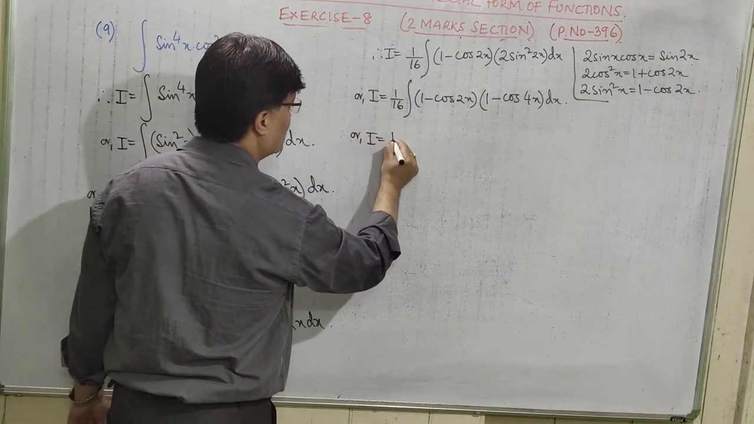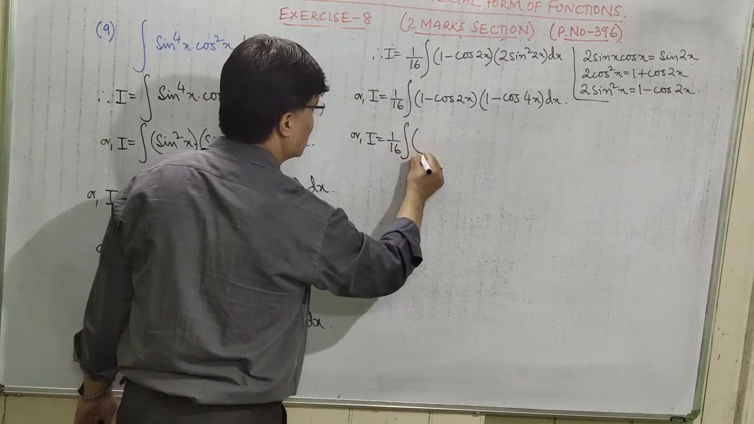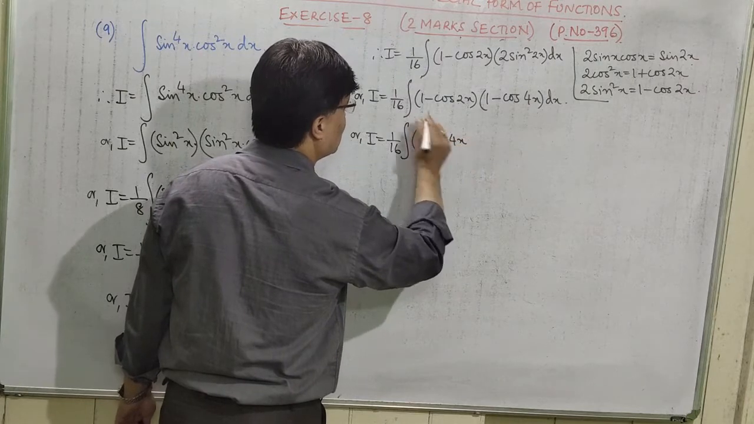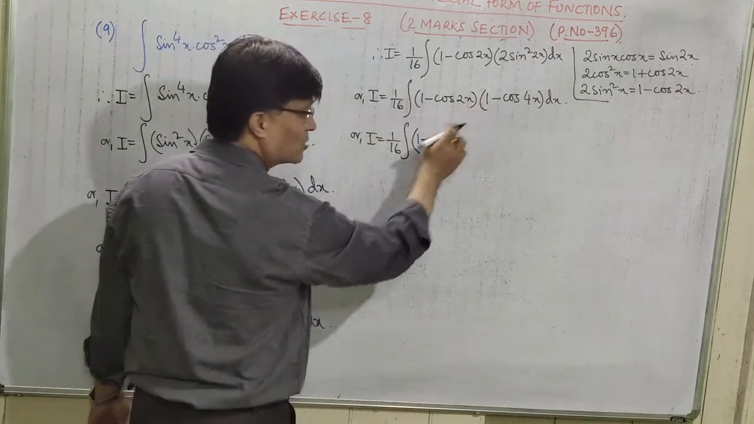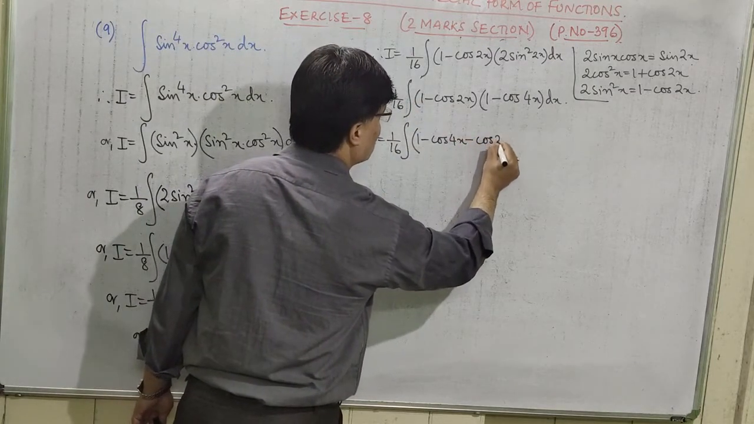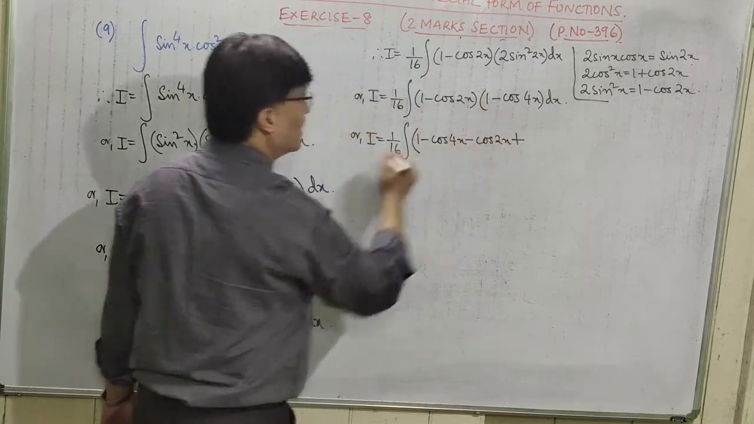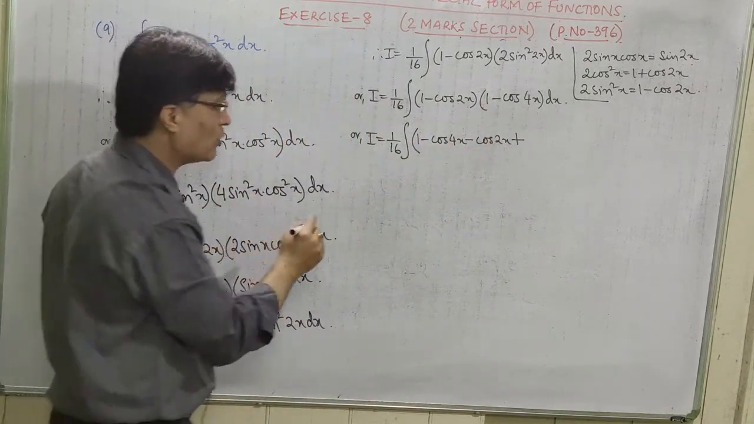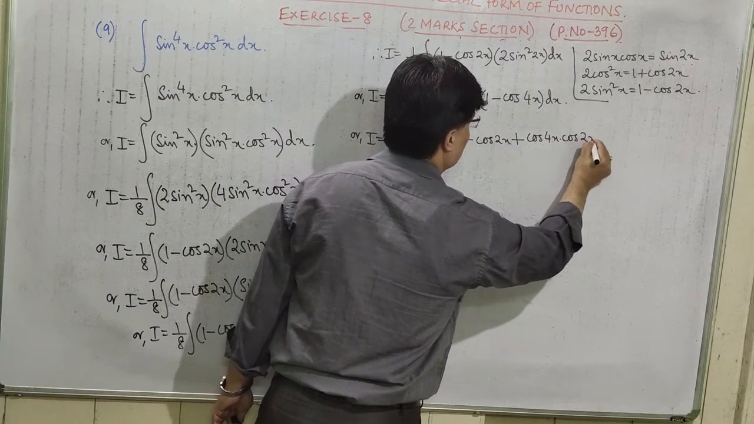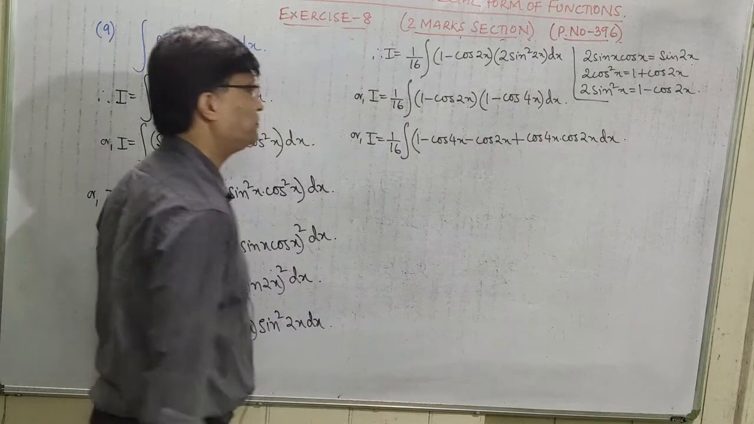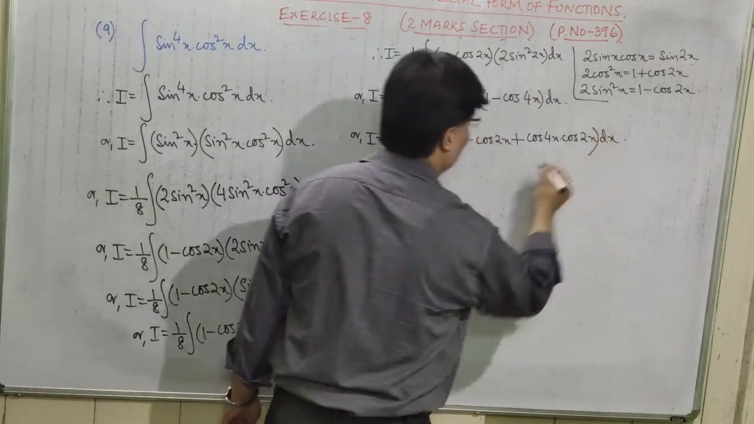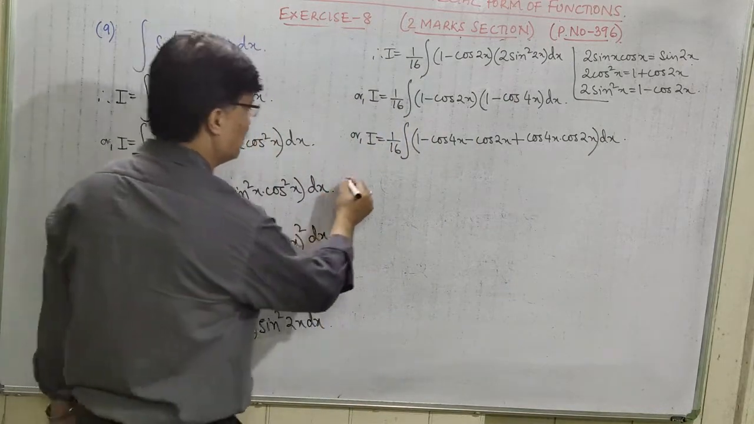Or I is equal to 1 by 16 integration of, within bracket, multiply by 1 here, 1 minus cos 4x, 1 into 1, 1. 1 into minus cos 4x, minus cos 4x. Minus cos 2x into 1 is minus cos 2x. Then minus into minus plus, multiply cos 4x by cos 2x. What do we get? It is cos 4x into cos 2x dx. Understood? So now your bracket is closed. Now let us separate the term.